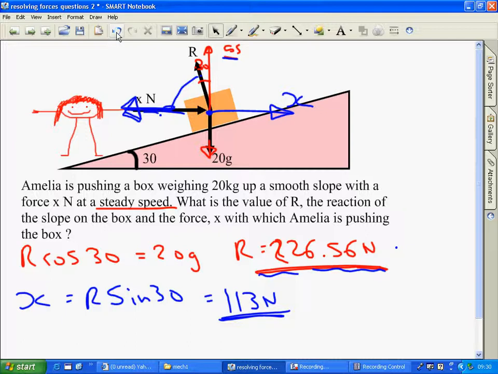Key points for these two questions have been: look at the directions you want to resolve in. It's not always horizontal and vertical. Sometimes it's perpendicular and parallel to the plane. Sometimes you have a plane, a slope here, and you're still resolving horizontally and vertically. Just try and do whatever's going to mean less resolving of forces for you. Okay, as always, thank you for listening.